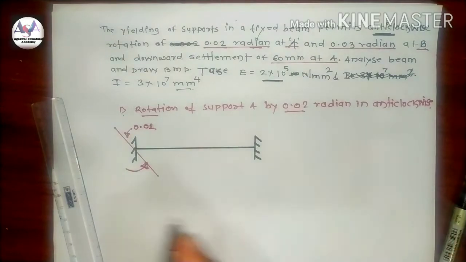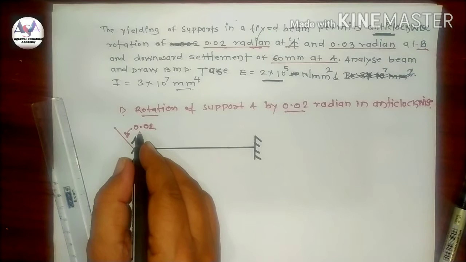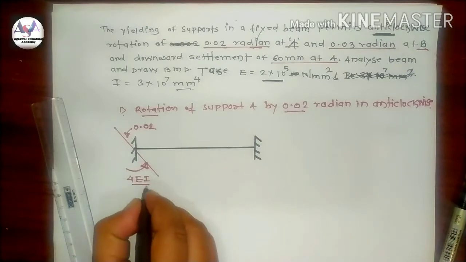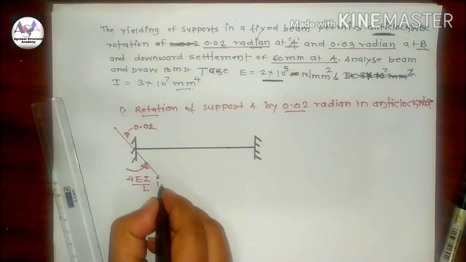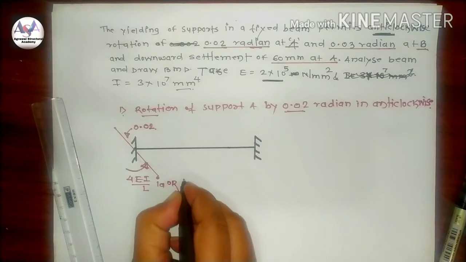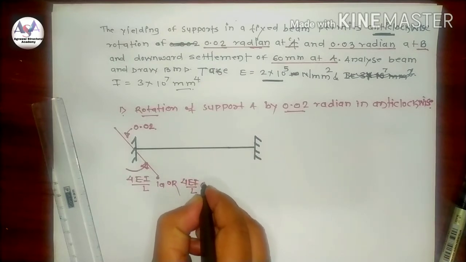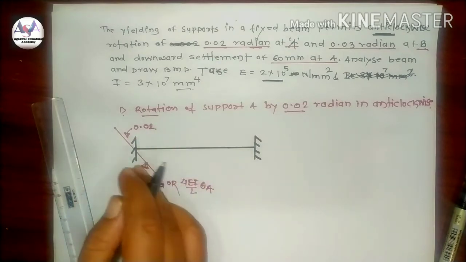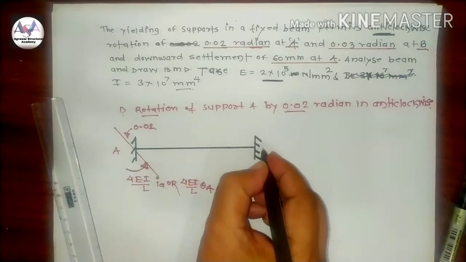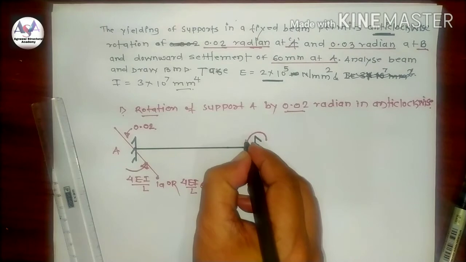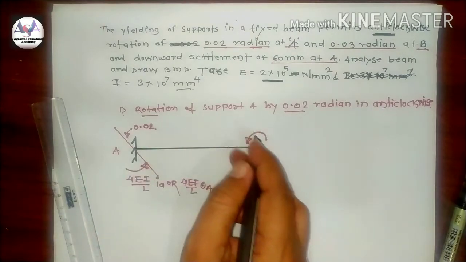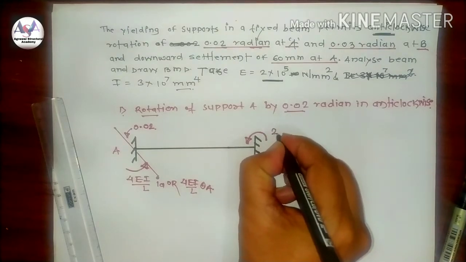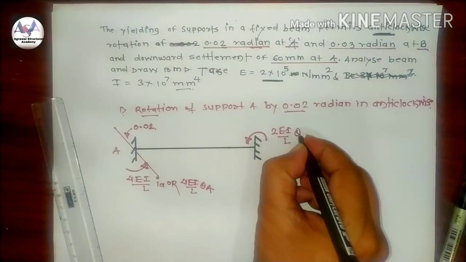Now for the rotation of 0.02 at support A, the moment required is 4 EI by L into theta A. This direction is the anti-clockwise rotation, so in the same direction a moment is produced at B. This will automatically produce the moment at B, and the moment is half of this, that is 2 EI by L into theta A.